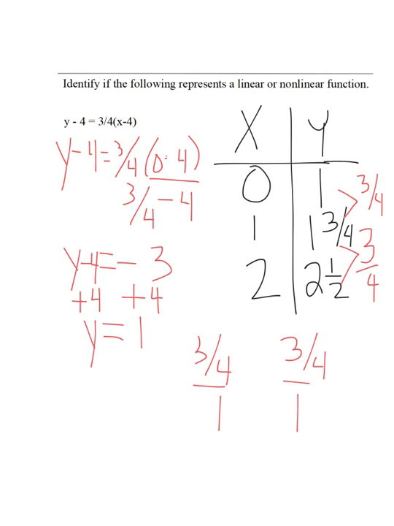Now, whenever I reduce each one of those fractions, I see that I get 3/4 over 1, which is 3/4 in both cases, and I see that my slopes are the same. So therefore, this is a linear function.